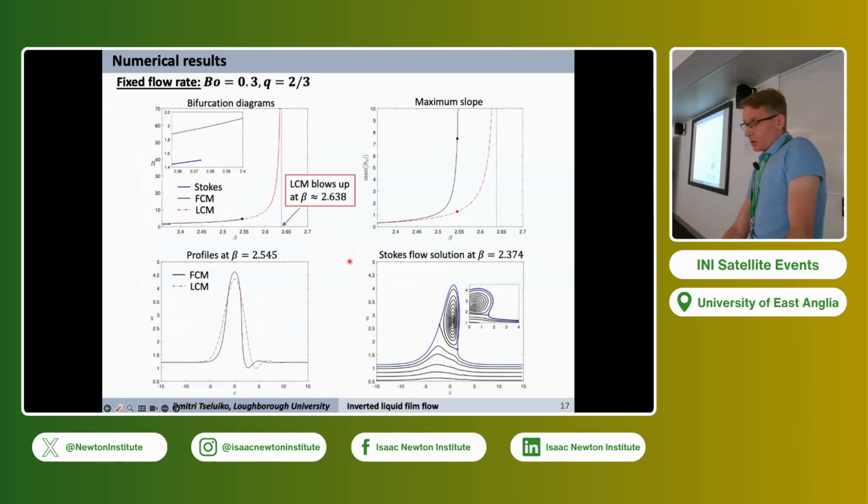Okay. Now, if we consider a larger Bond number, then the linearized curvature model still blows up at a certain value. Now, this value is 2.638. This value can again be obtained from the asymptotic analysis. However, for this larger Bond number, we find that the FCM model breaks at an infinite slope singularity before reaching a turning point, and well before the blow up of the LCM model.